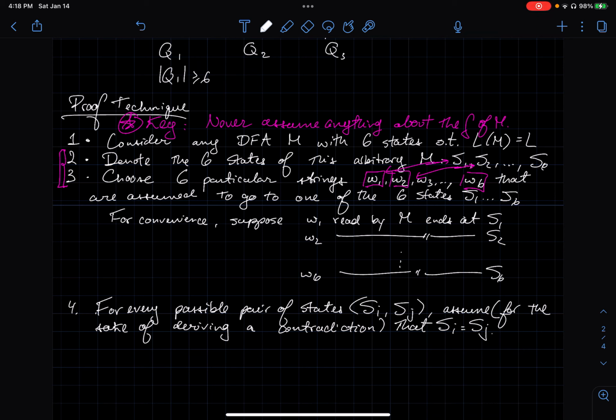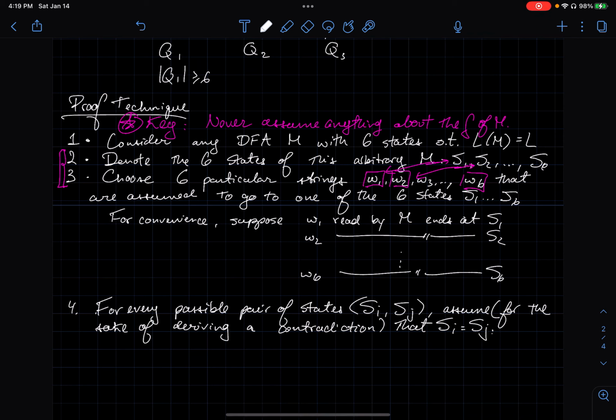And how do you reduce the number of states further? You can collapse states together, right? So by collapsing, this is what I mean by saying Si equal to Sj. So imagine in my machine I have Si and then Sj. To reduce the number of states in my machine, I could just collapse these two states together, getting a machine with a smaller number of states, okay? So I assume, for the sake of deriving a contradiction, that these two states are the same.